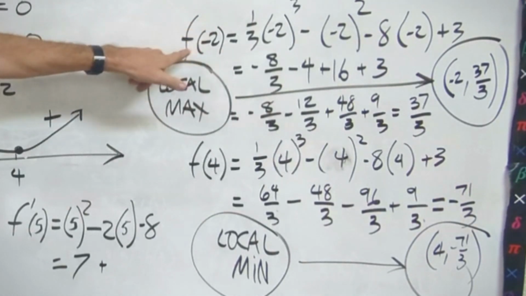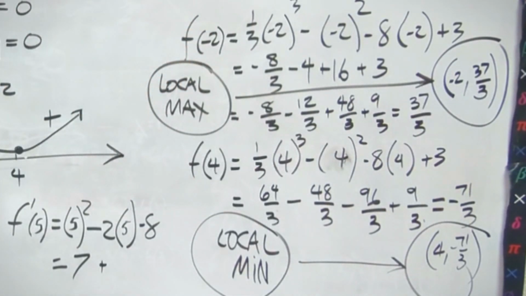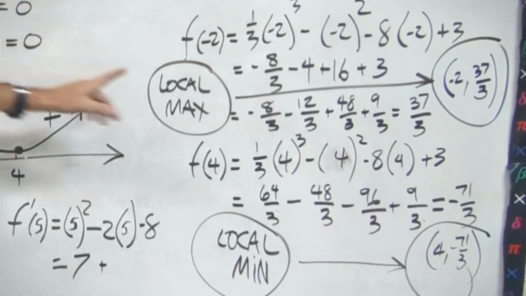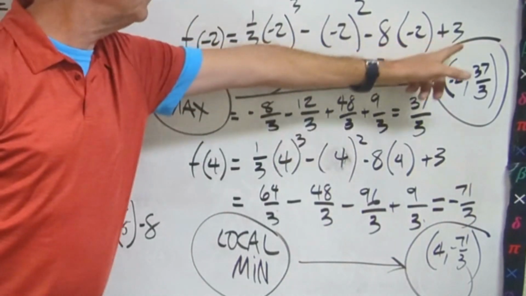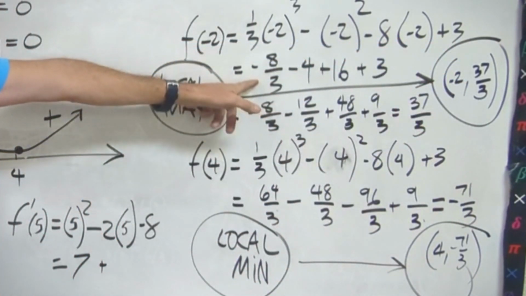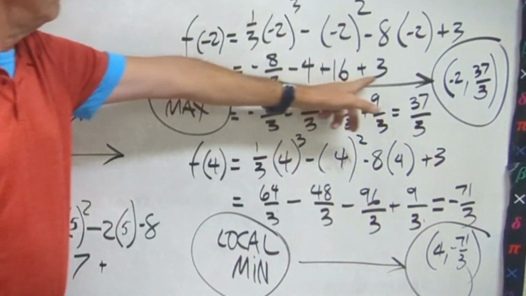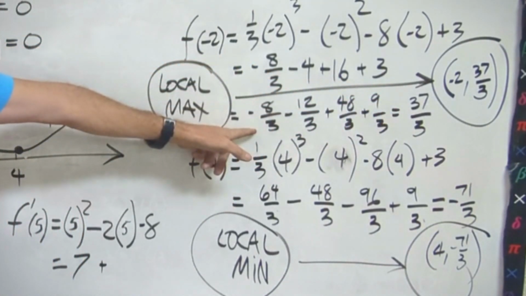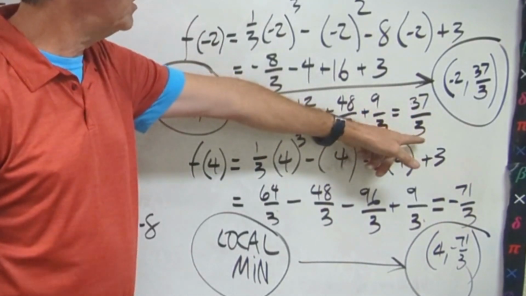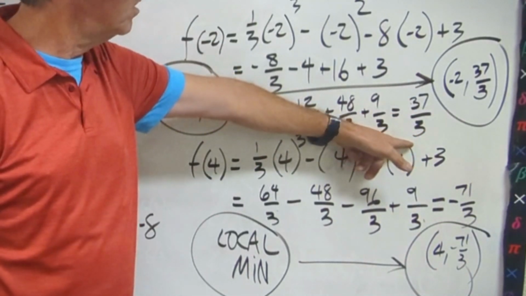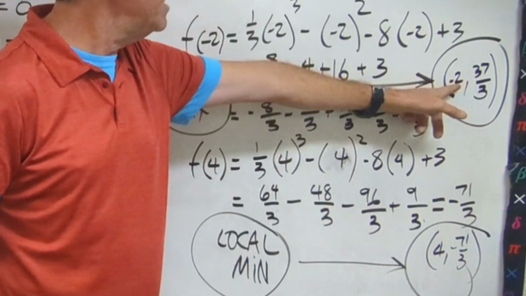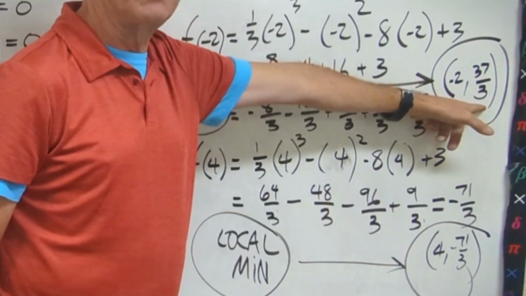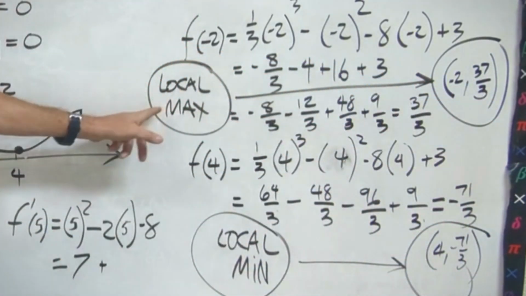Notice it's not f prime, this is just f of x. So I plugged in my -2 in my cubic function here. There's my plug-in step. Here is my next step with one fraction and regular numbers. And then I had to convert them all to fractions, all to thirds, add them all up, and I get 37 thirds for my y coordinate. So that point is -2, 37 over 3. So that's my local max.